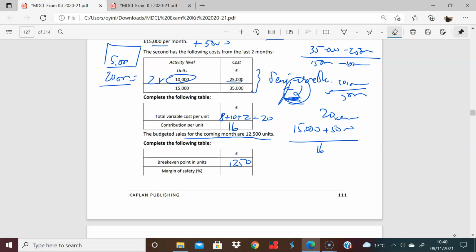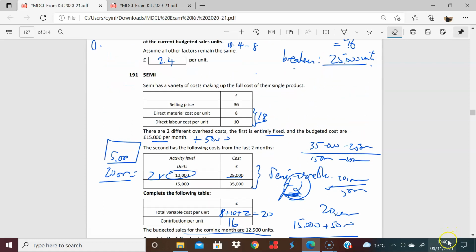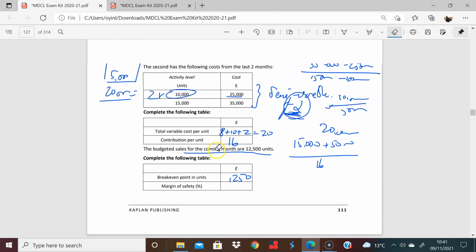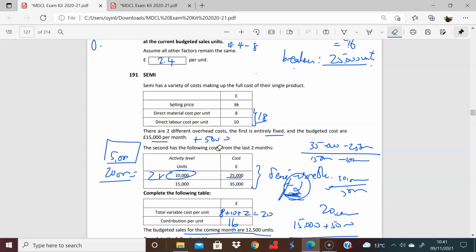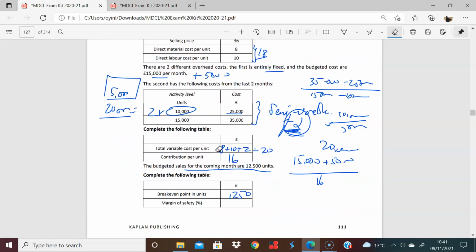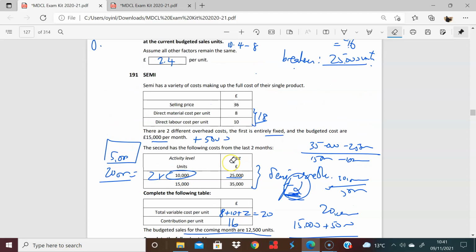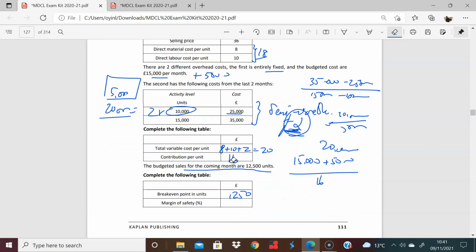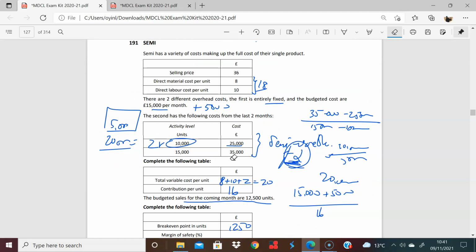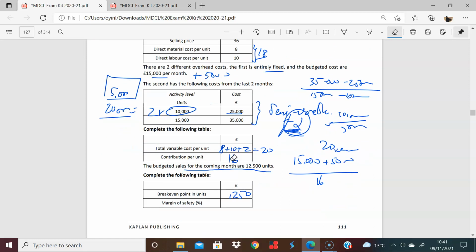8 plus 10 plus 2 is 20. 20 from 36 is 16. Contribution per unit is 16. My fixed costs are 15,000 per month. This is asking for the month, okay? 15,000 per month. Where are we? Yes, here we are. It's 15,000 per month, and then I have the fixed element here, which is 5,000. So I have 20,000 divided by 16. Yeah, and that's what I seem to have. We'll check, of course. And so you're breaking even at 1,250.